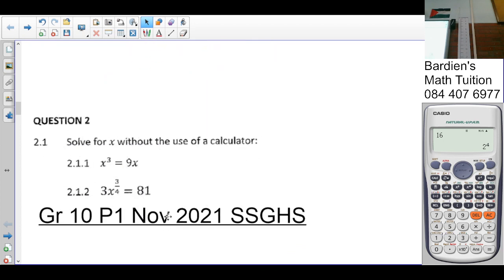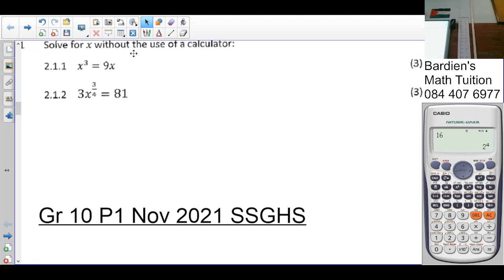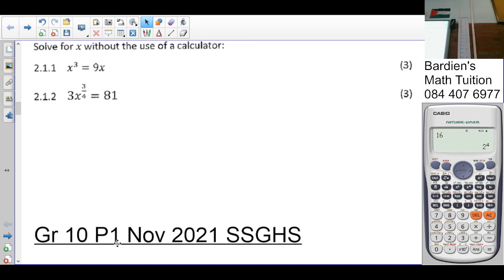Now we're looking at question 2. The first question says, solve for x without the use of a calculator. So firstly, would we divide by x here? No. We never divide by x, otherwise we will be losing a solution. So if I get everything over the equal sign, it becomes x cubed minus 9x is equal to 0.